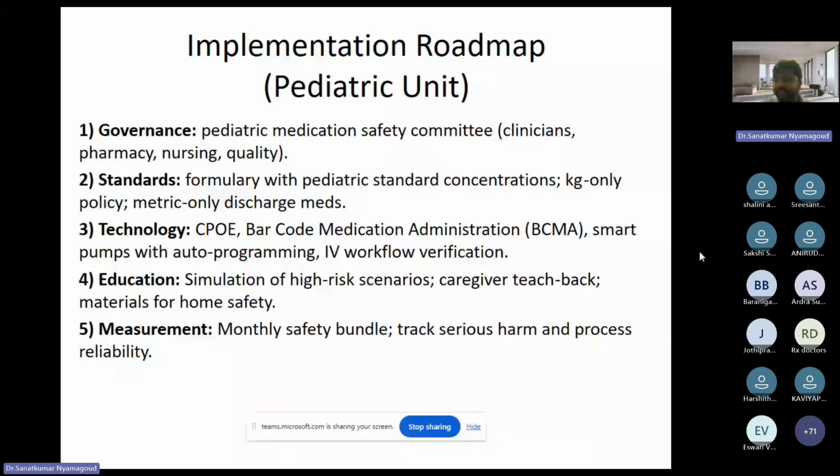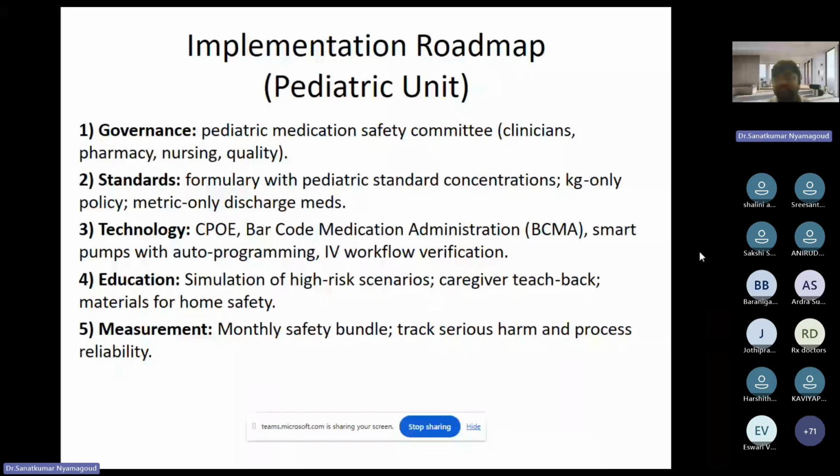First, governance is very important. We should have a pediatric medication safety committee in each hospital, where clinicians, clinical pharmacists, nursing staff, and quality in-charges of the hospital should be available. They should have a monthly discussion about this.